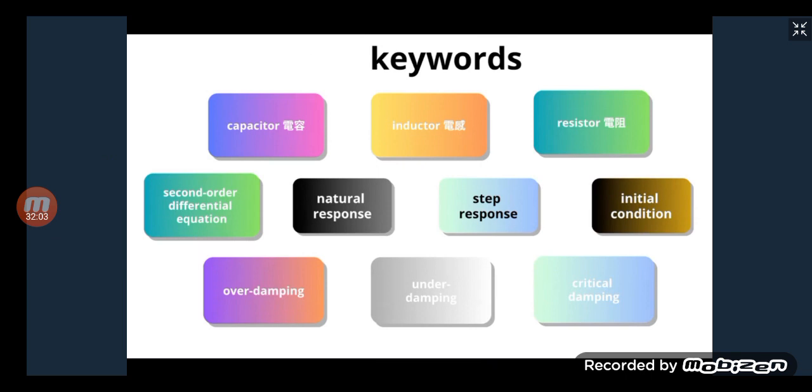Components are capacitor, inductor, and resistor. But in chapter 7, we just consider the circuit about R and L or R and C. But in this chapter we will consider the effect of combining the three parts together, which is the RLC circuit.